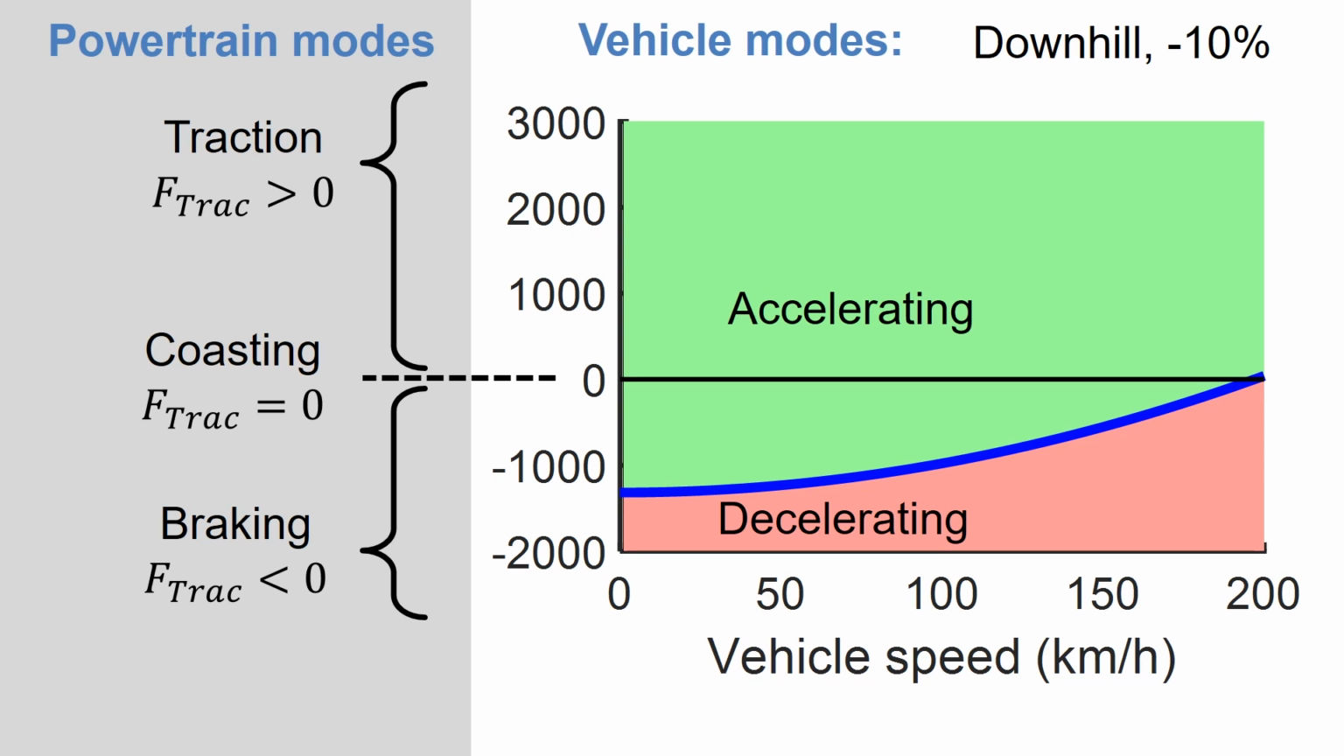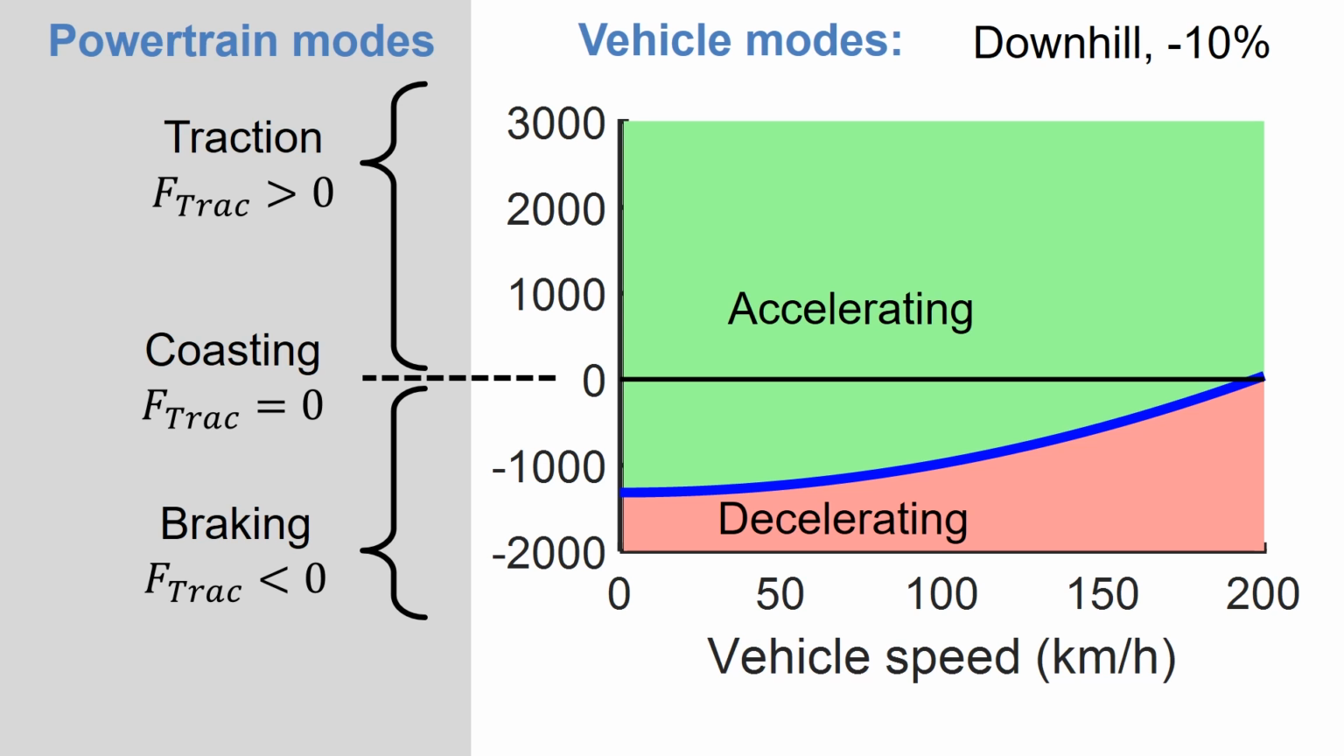The result on a steep downhill gradient is different. If the powertrain is in traction mode, we almost always get acceleration on the downhill gradient, like in this example. But very high speeds in combination with low traction force can result in deceleration. In this example, the speed needs to be 190 km per hour before a positive traction force can lead to a very small deceleration. Coasting in this downhill gradient almost always leads to acceleration, except at the highest speeds.